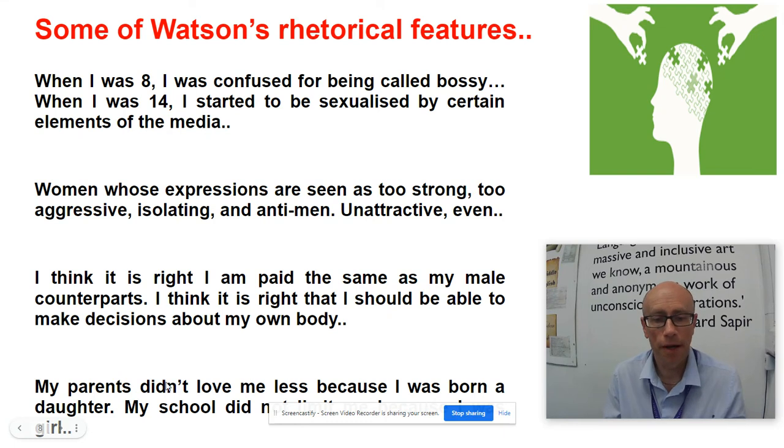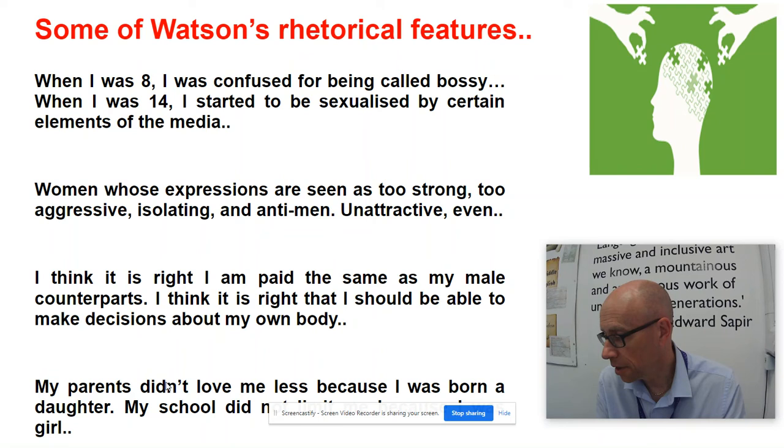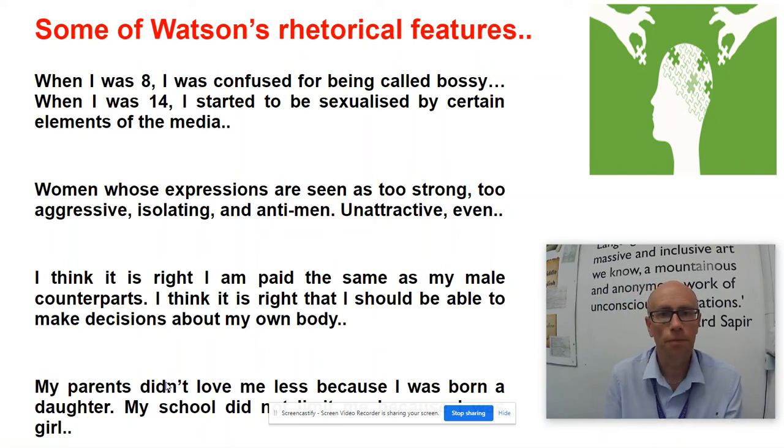And then we've got over here, "My parents didn't love me less because I was born a daughter. My school didn't limit me because I was a girl." Now this, of course, is litotes, where you've got a negative being negated. Didn't love me less. A negative being negated there. Okay, so there's lots of subtlety in the arguments that are coming through there, and it makes it a very powerful speech.